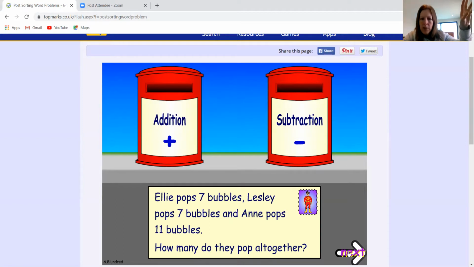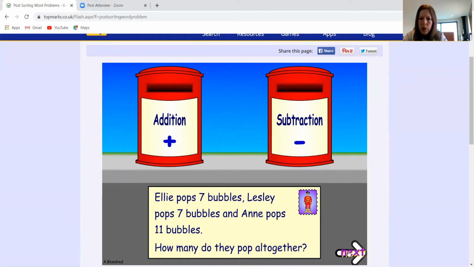So Ellie pops 7, Leslie pops 7, Anne pops 11. How many altogether? What are we going to be doing with all those numbers? Are we going to be adding them or are we going to be taking them away? Which word tells us, do you think? And picture the scene in your head, what's going on.